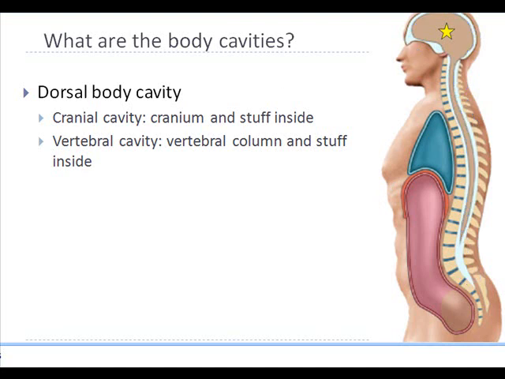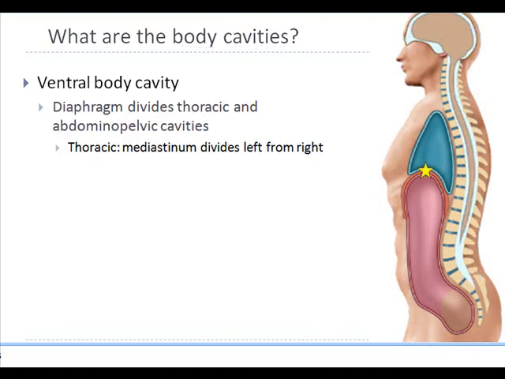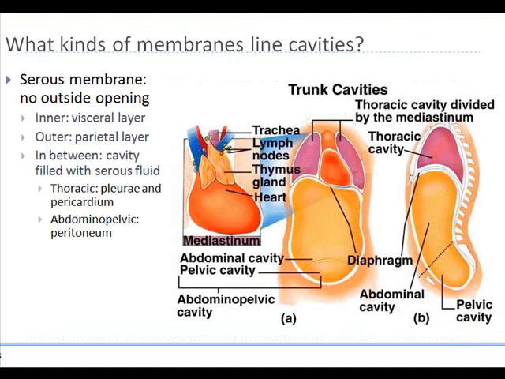The ventral body cavity is also lined, and it is lined by what we call the serous membrane. The serous membrane is like a protective coating that's present all over the organ, whether you have a heart or the lungs or the bladder. This membrane has no outside opening, and its purpose is protecting and covering the organs.